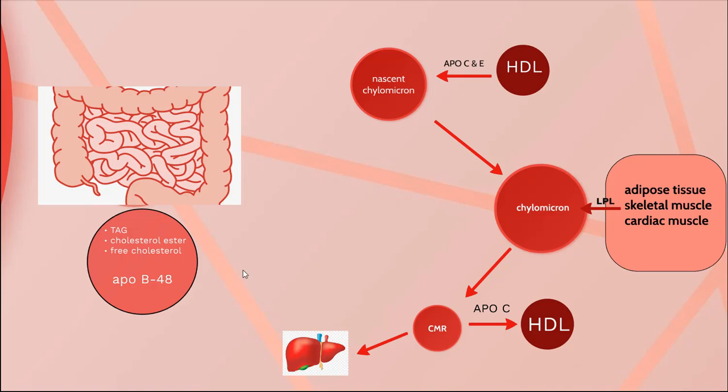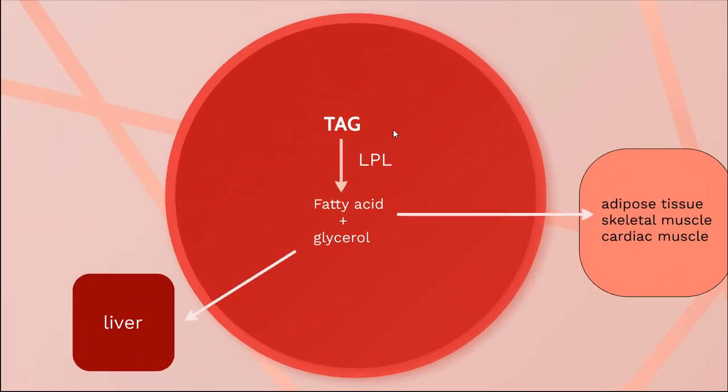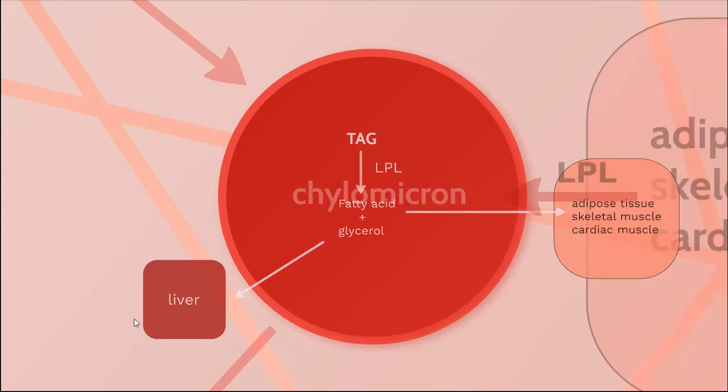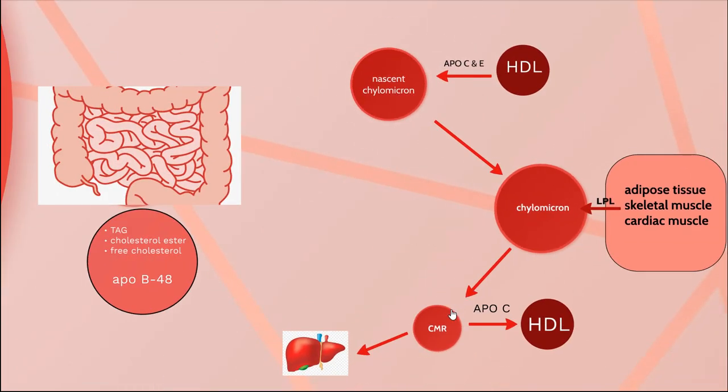Let's recapitulate the process. The nascent chylomicron is secreted in the circulation from the intestine. Then the nascent chylomicron becomes matured by getting ApoC and ApoE from HDL. The ApoC2 in the chylomicron activates lipoprotein lipase and lipoprotein lipase degrades triacylglycerol into fatty acid and glycerol, and fatty acid goes into the cell and glycerol goes into the liver, and then the remnant portion is called chylomicron remnant, which goes into the liver where it is finally degraded.